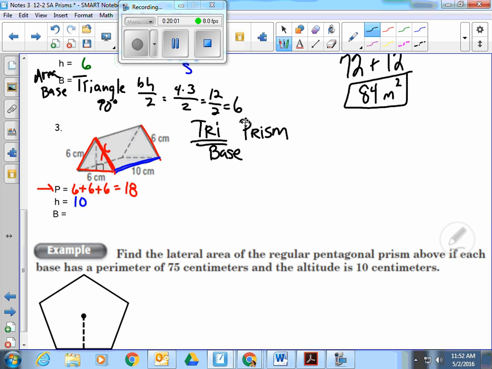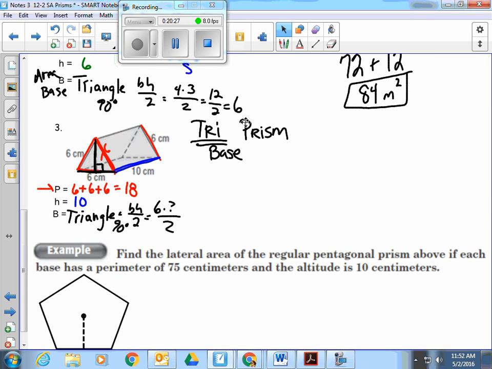What shape is my base? A triangle. So how do I find the area of a triangle? Good, it's going to be base times height divided by 2. Remember, you have to have 90 degrees, right? So if I come back up, here's my 90 degrees. So this is my height. This is my base. So it's going to be 6 times something divided by 2. But I don't know what that something is, do I?